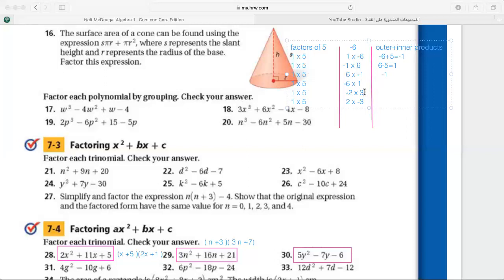So let me check this one. Outer is what? 1 multiplied by 3 is 3. Inner is 5 multiplied by negative 2 is negative 10. 3 minus 10 is negative 7. Yeah, so here I got it. Here I got the middle term that I want, which is negative 7. So here is the group that I will use: 1 and 5 and negative 2 and 3.